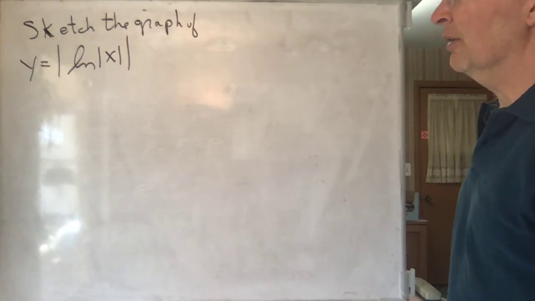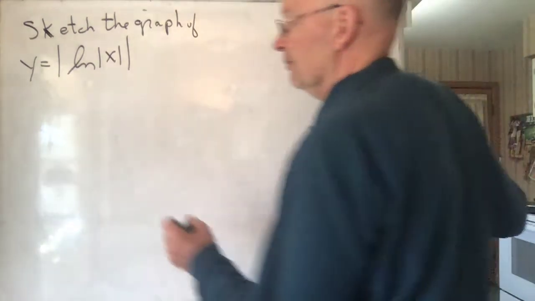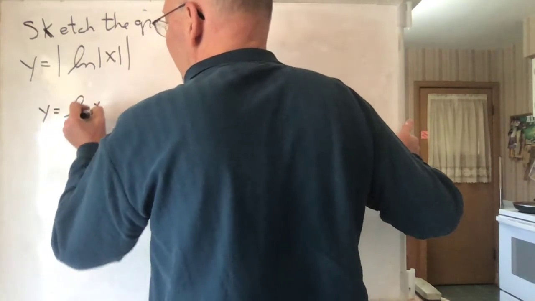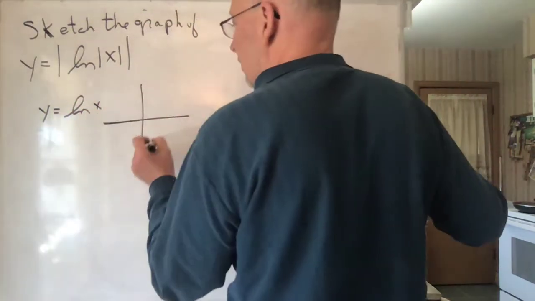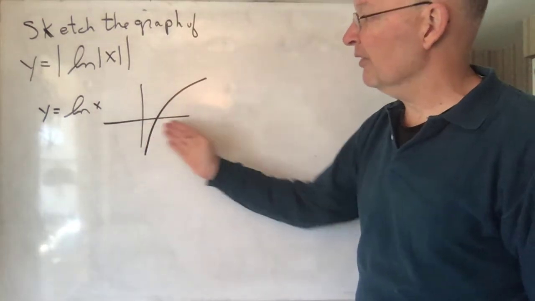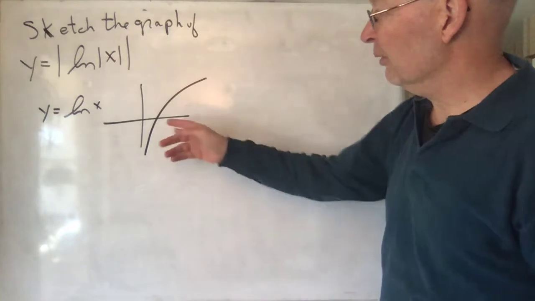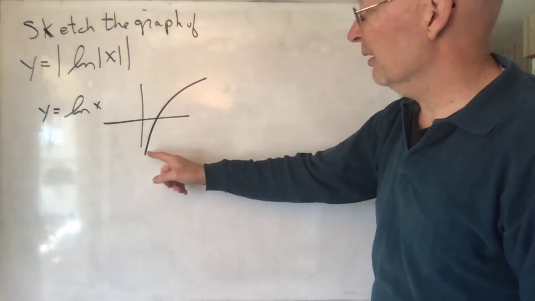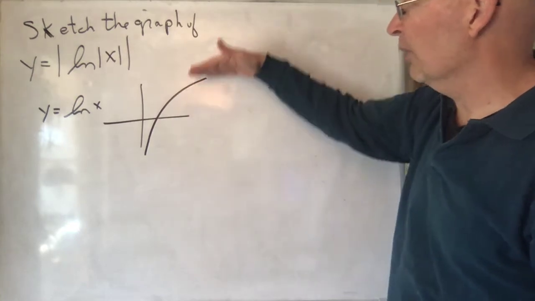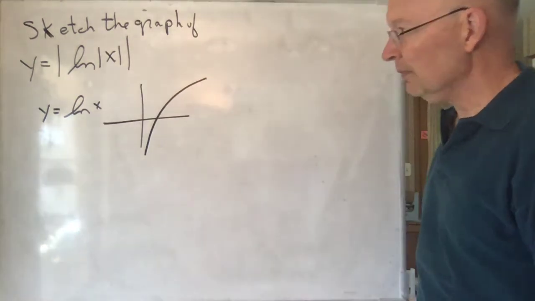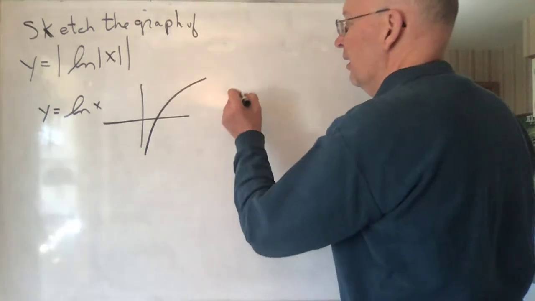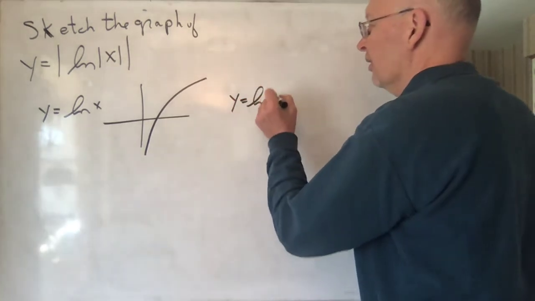Okay, well, let's think about it. I always start with the basic one. What's the ln of x look like? It looks like that. It only accepts positive numbers. Okay, so it only accepts positive numbers starting, and then 1 goes to 0, and this keeps going up higher and higher like that. Okay, so that's the ln of x. So given that, what's this one going to look like?